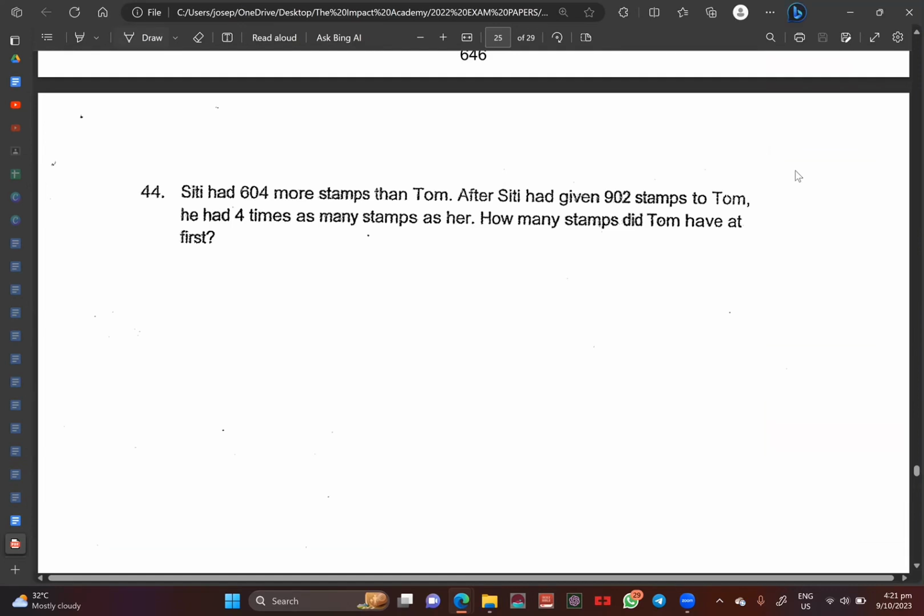604 more stems than Tom. So when I look at sentence number 1, what I want to do is quickly draw a model first. So I say CT, Tom. All right, I'm going to show that CT is how much more than Tom?